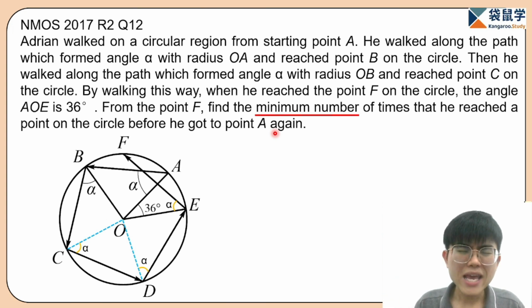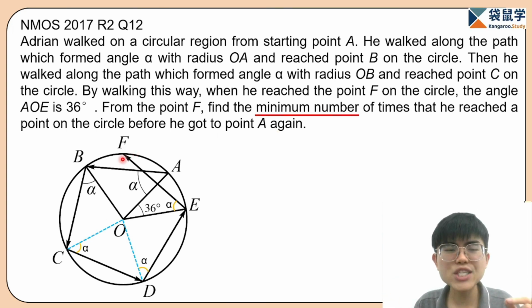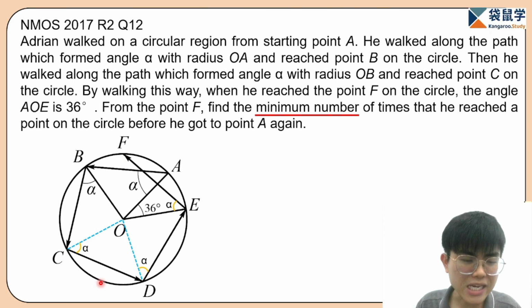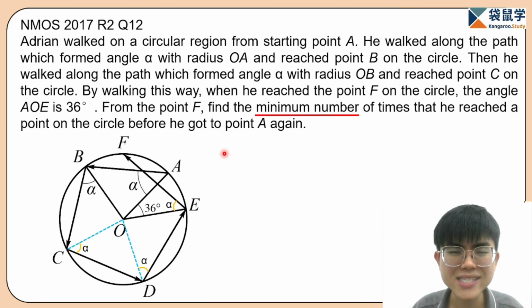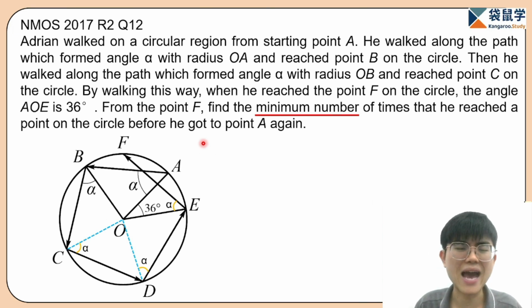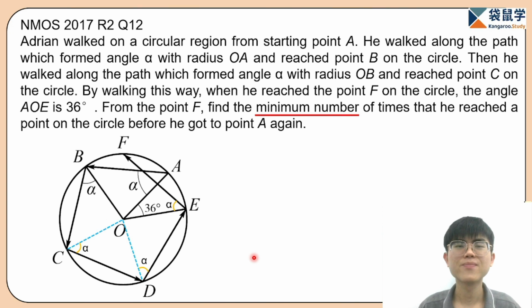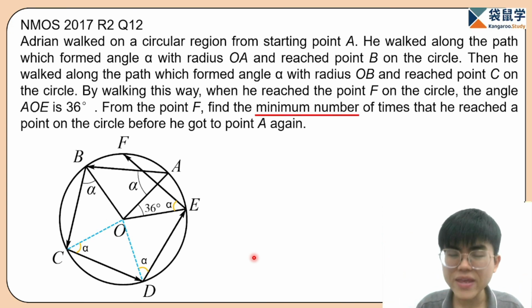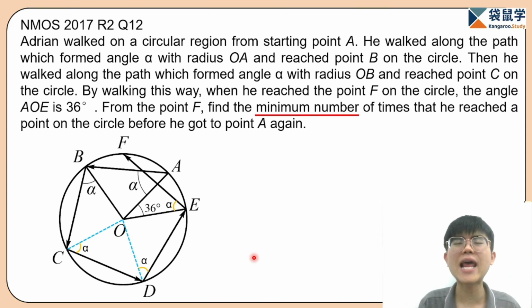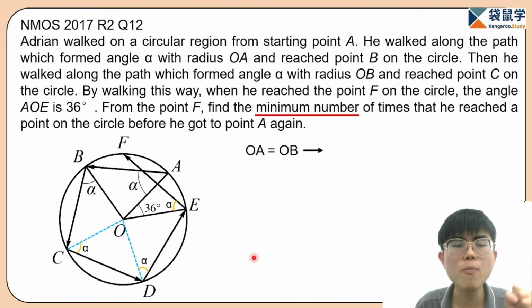Alright, so of course, if we try to observe Adrian move from point F to the next point, to the next point, to the next point, if you keep finding like this, it is very, very difficult for us to find the answer, right? So is there any other way? So let's observe our figures together. This line OA and OB, what is the relationship between these two lines? Both of them are the radius. So we say that OA is equal to OB.